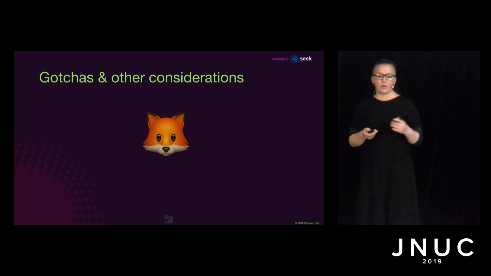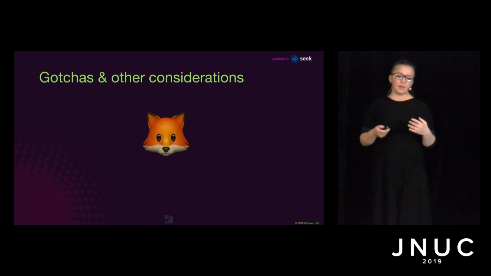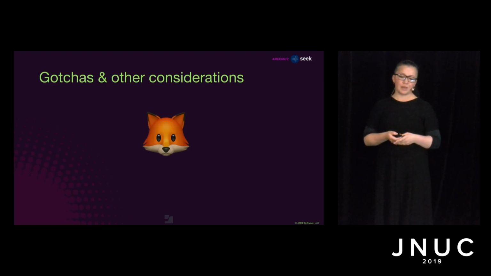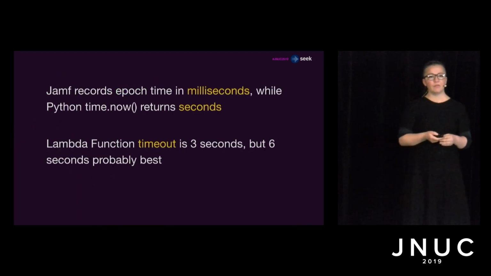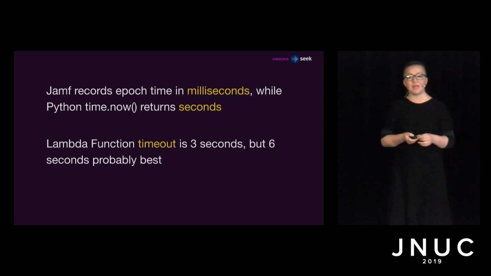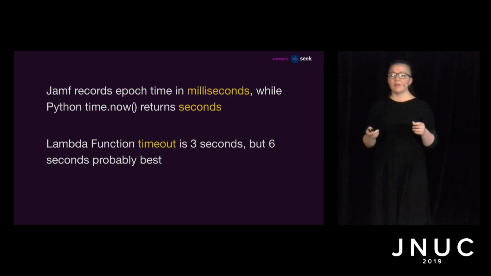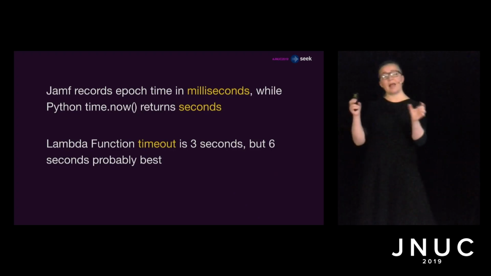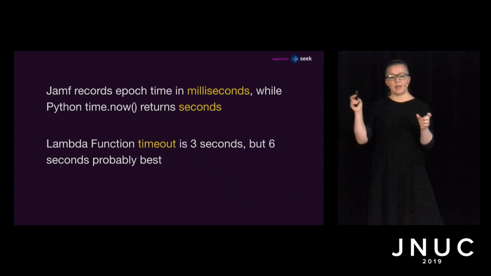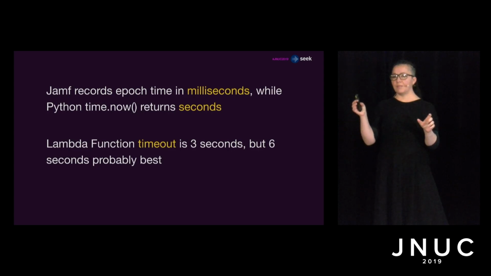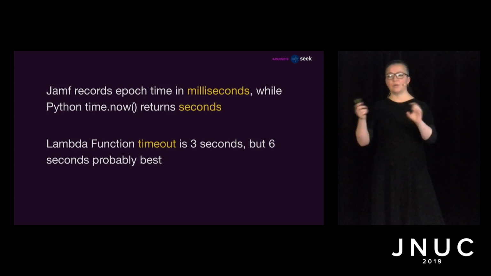So I'm just going to go through, just to wrap it up, the kind of things that I guess tripped me up along the way. First of all, Jamf records the epoch time in milliseconds. So just remember that if you're wanting to know how long ago the last inventory update was, the Python time module is in seconds, and so you're just going to do some sort of conversion to be able to subtract.